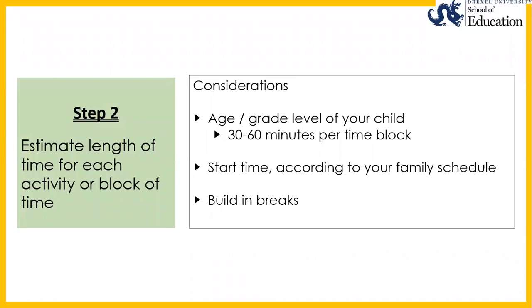The second step then is to estimate a length of time for each activity, or even just blocks of time throughout the day. As you estimate, think about the age and grade level of your child. So younger children might benefit from shorter blocks of time, like 30 minutes, where 60 or more minutes might be better for older children. In terms of a start time, think about what your days look like.